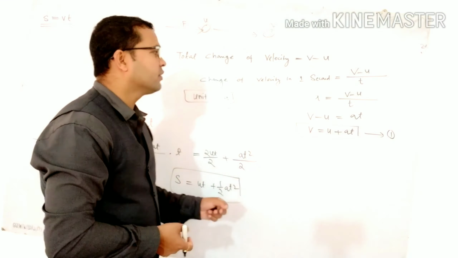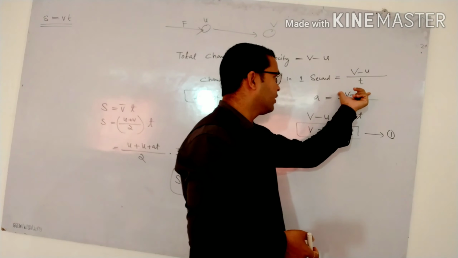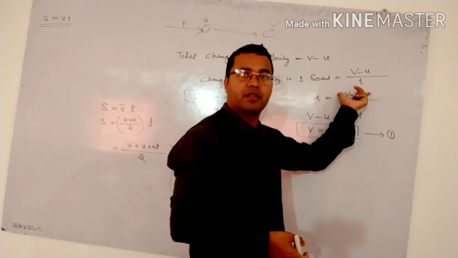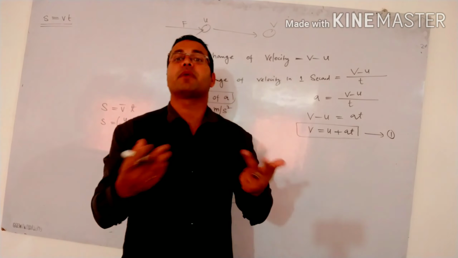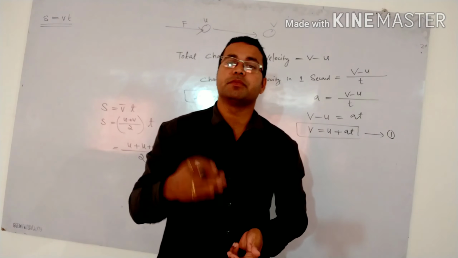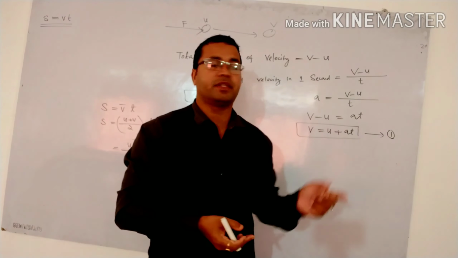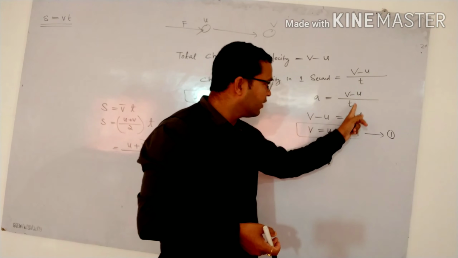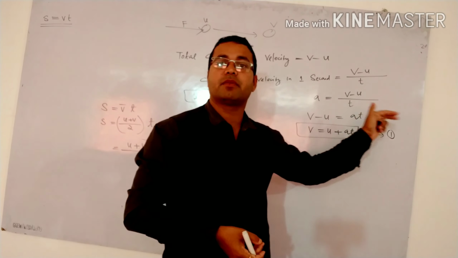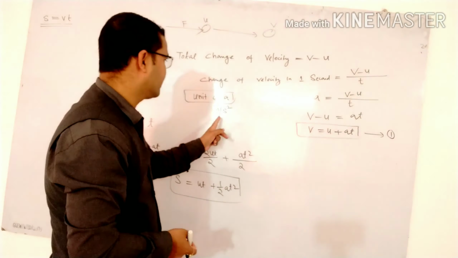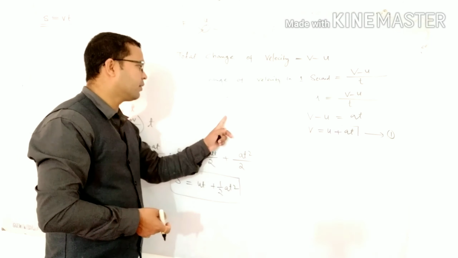So what is the unit of acceleration? Now see, in this formula, v minus u means change of velocity. Change of velocity is also velocity. So the unit of velocity is meter per second, already I told in last video. So meter per second divided by again second, so meter per second square. So the unit of acceleration will be meter per second square.